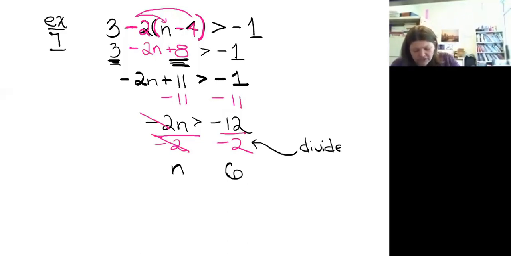Well, I just divided by a negative number. Yes. Exactly. Anytime you multiply or divide by a negative number, you flip the sign, you negate something. And so I must flip my inequality as well. And so what was a greater than symbol will become a less than symbol.